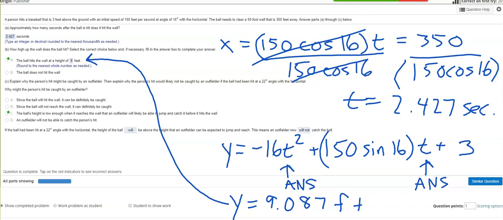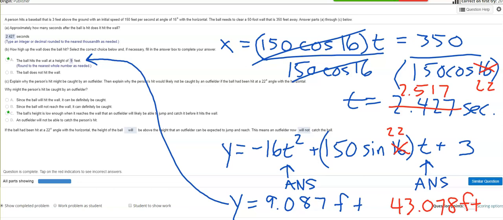So if we go through this process again and change it to 22 degrees, all we're going to do is alter this to a 22, which is obviously going to change that, and we'll alter that to a 22. So I can quickly go through this again. 150 cosine 22 gives me 2.517 seconds. Then do the same thing and change that to a 22-degree angle. We end up with 43.078 feet. It's a little bit hard for somebody to jump up that high to catch that ball.